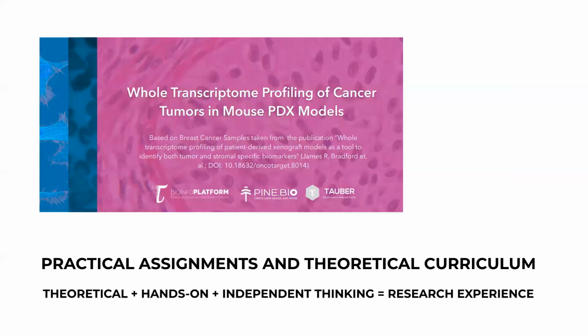In the transcriptomic courses, a couple of them use this project called Whole Transcriptome Profiling of Cancer Tumors in Mouse Patient-Derived Xenograft Models. This data set is interesting for being able to study the microenvironment of a tumor, where you can look at the relation between gene expression in the microenvironment and gene expression in the tumor itself.